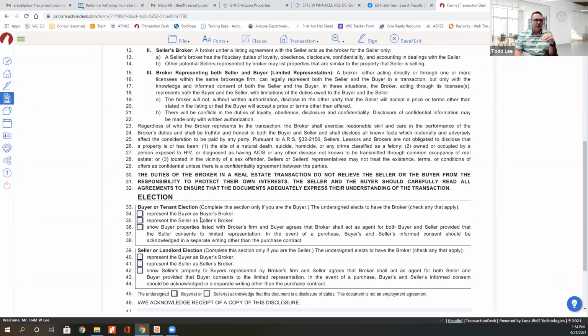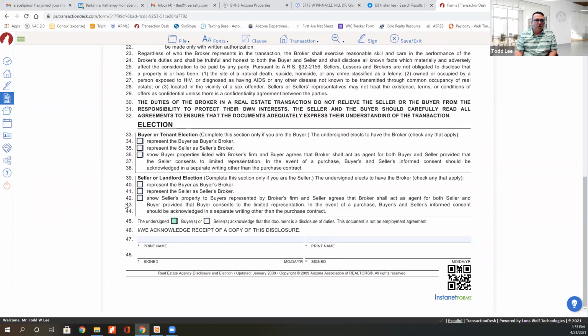So either as the buyer's broker or as the seller's broker, or show them both properties that the brokerage has listed. That would be the limited representation. So I would want to check both of those boxes if I'm the buyer's agent, because I'm representing them as the buyer's broker, but I also want to be able to show them properties that would be listed by our brokerage. So check those boxes if you're the buyer's broker.